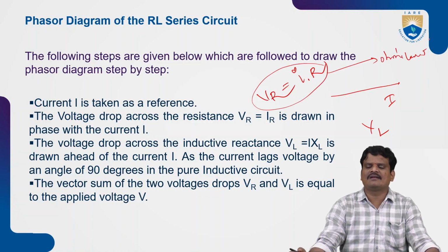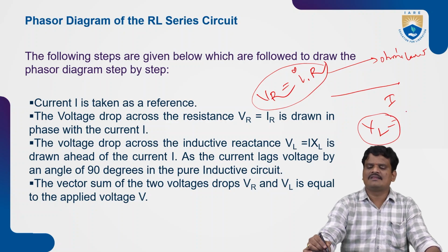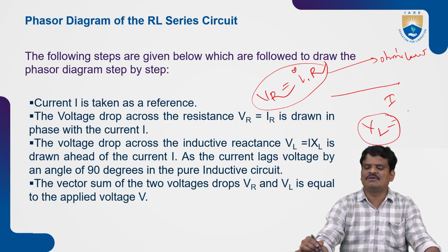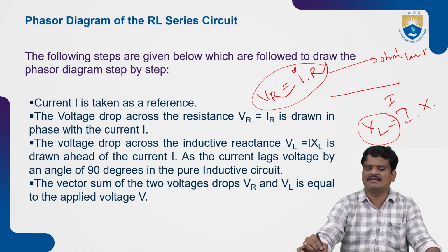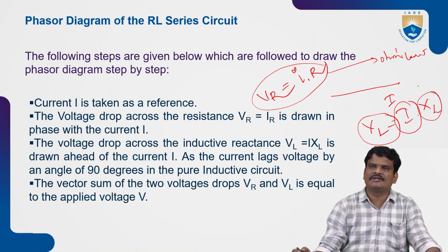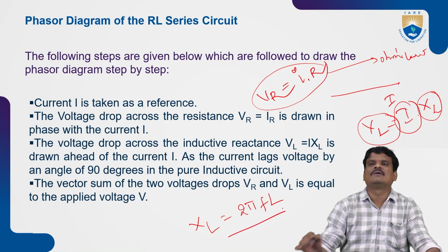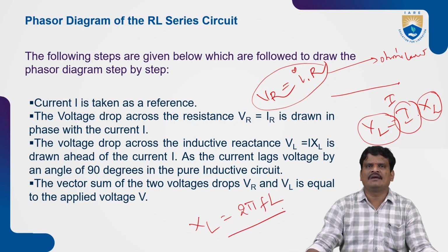Now if you want to calculate the value of this particular voltage, that is VL, the voltage across the inductor, the general formula is given as I into XL. That is, current I flowing through the inductor, and XL is nothing but the inductive reactance, where XL can also be written as 2 pi FL.